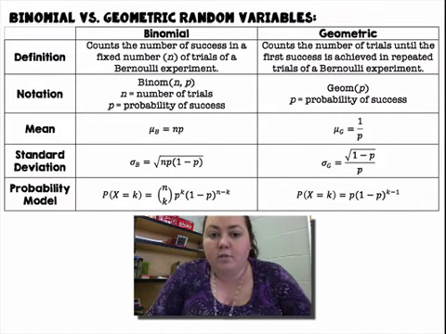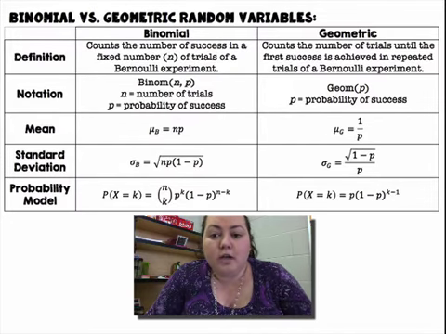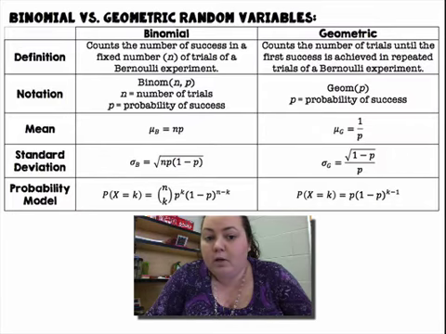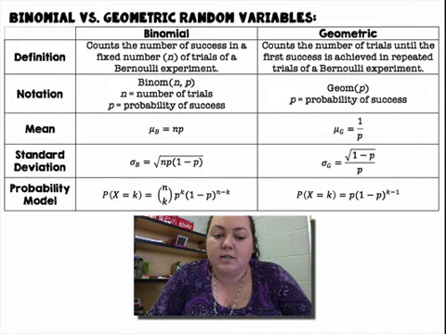Alright, so we have binomial and geometric distribution. So a binomial versus a geometric random variable. The definition of a binomial: it counts the number of successes in a fixed number of trials of Bernoulli experiments, and geometric counts the number of trials until the first success is achieved in repeated trials of Bernoulli experiments. The notation for a binomial is binom and then the number of trials, comma, the probability of success. And then the notation for geometric is geom and just the probability of success in parentheses.